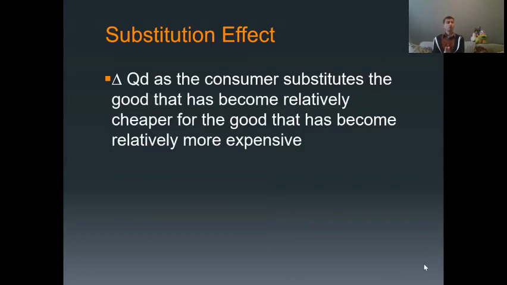So if the price of your initial good increases, you're going to be more likely to substitute out something else. So your quantity demanded will decrease. So that helps explain the downward sloping demand curve. Because at the same time, if the good becomes relatively cheaper, they will substitute in that good for whatever the substitute is.